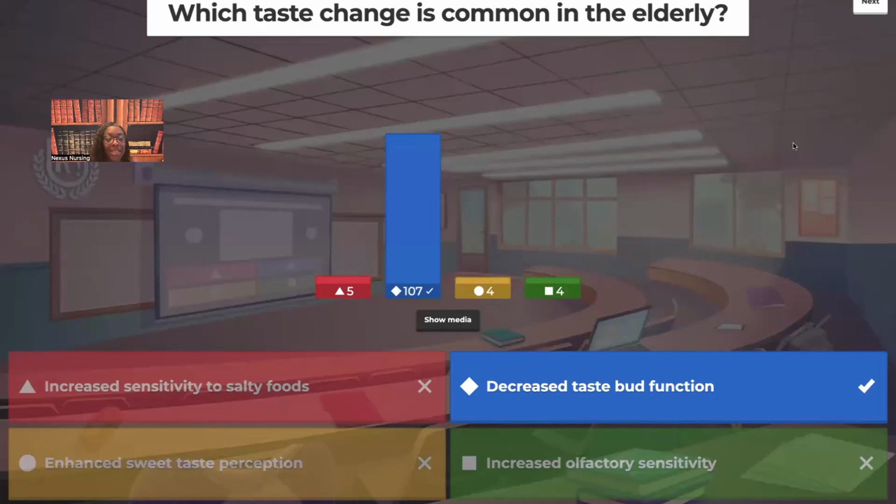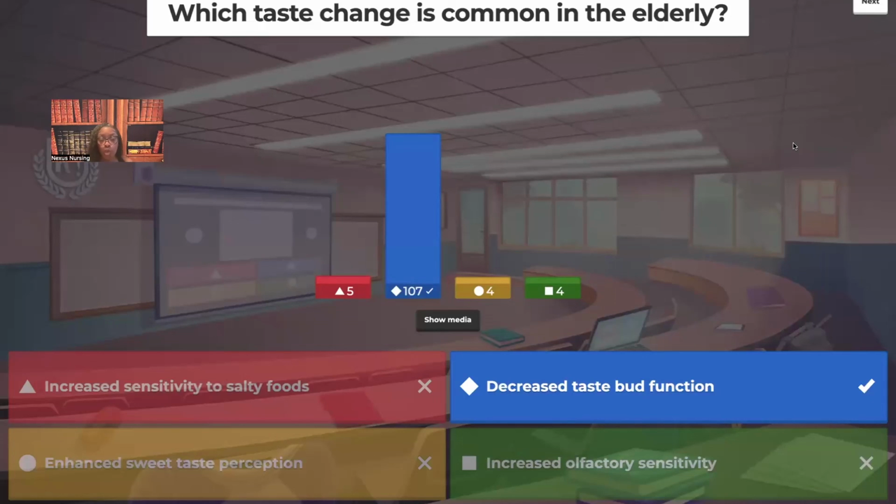Very good. Decreased taste bud function. This is very true. Bonus question. What are the two tastes that is decreased the most in the older adult? What are those? What are they? Very good. Sweet and salty.